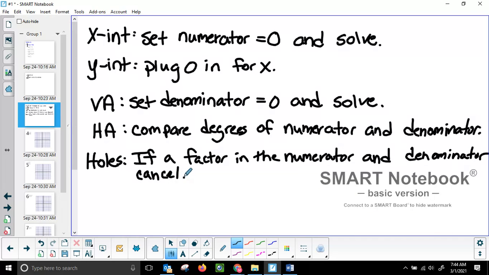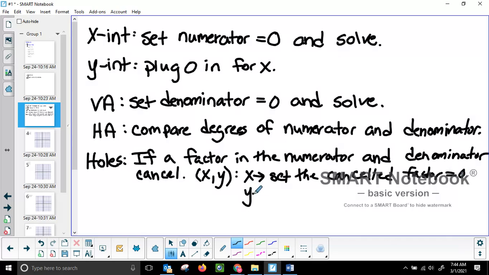All right, your hole will have an x and a y coordinate. All right, to find the x, you set the canceled factor equal to 0 and solve. To get the y coordinate, you simply plug the x that you just found into what is left.